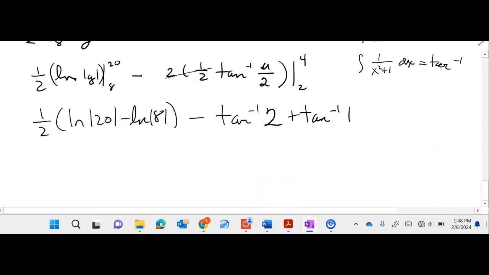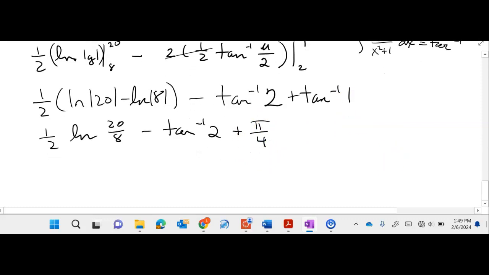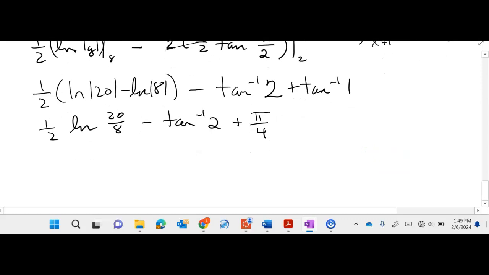That's it. You can clean this up, of course. Watch. So we have 1/2. When you subtract, you're really doing 20 over 8. Okay. Oh, when is tangent equal to 1? Well, tan is equal to 1 when its angle is pi over 4, so we can simplify that. And so we have, I don't know, 1/2 ln of 5/2 minus.